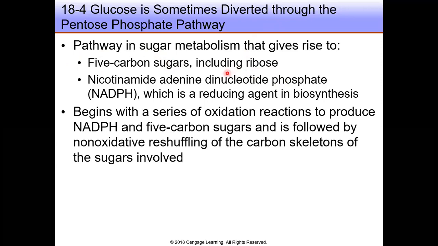Ribose and its derivative, deoxyribose, are important for nucleic acid synthesis. Another important point in the pathway is the production of NADPH, a compound that differs from NADH by having an extra inorganic phosphate. And you can see this here.